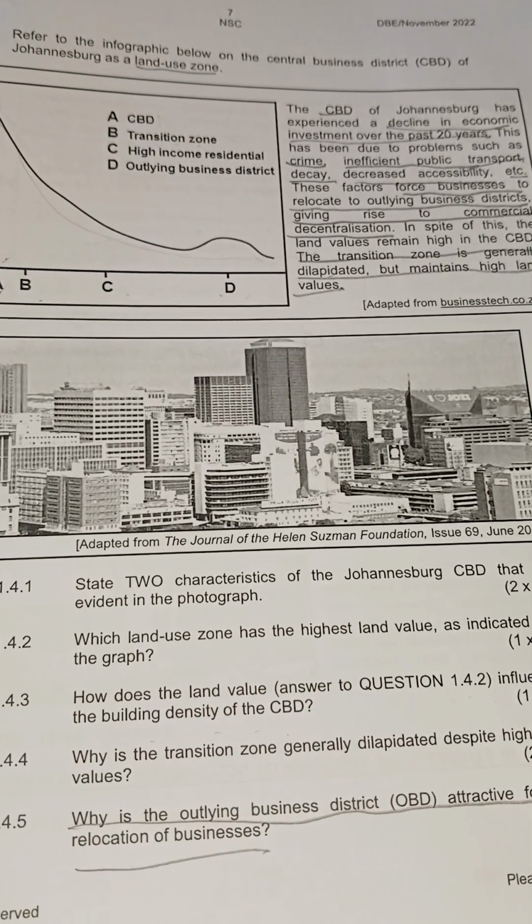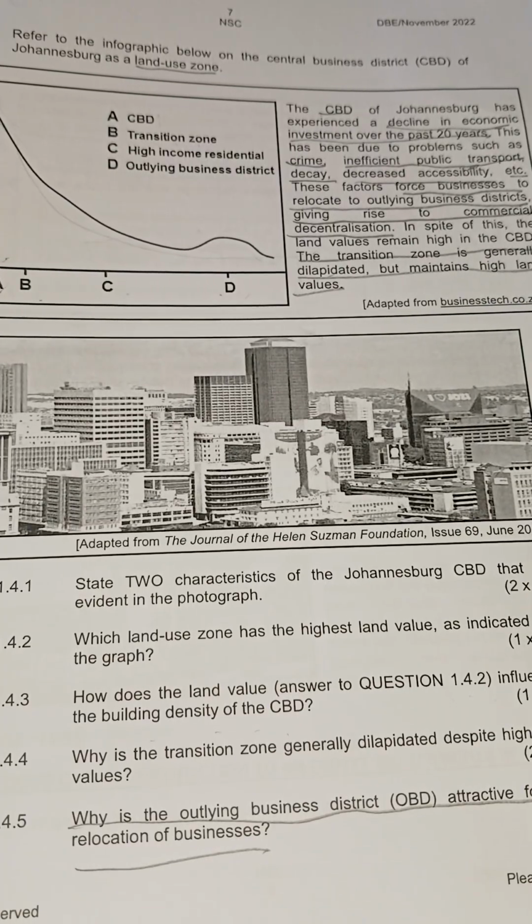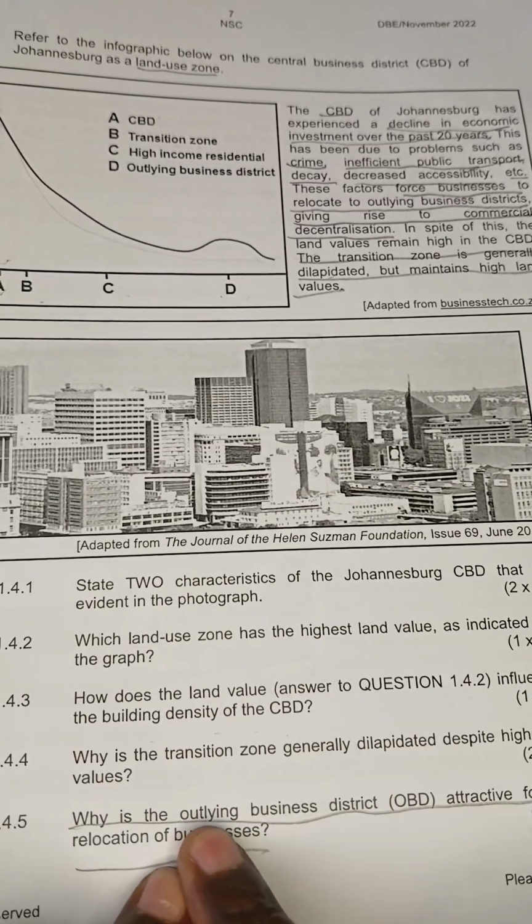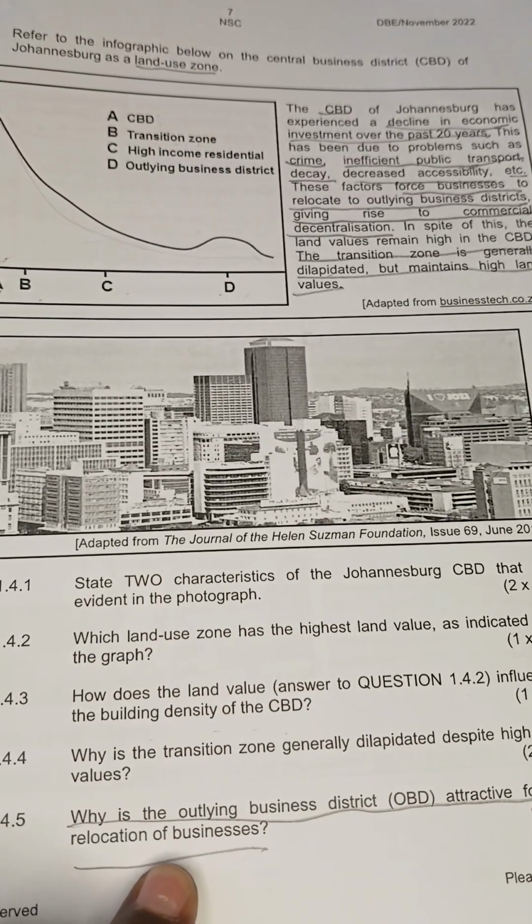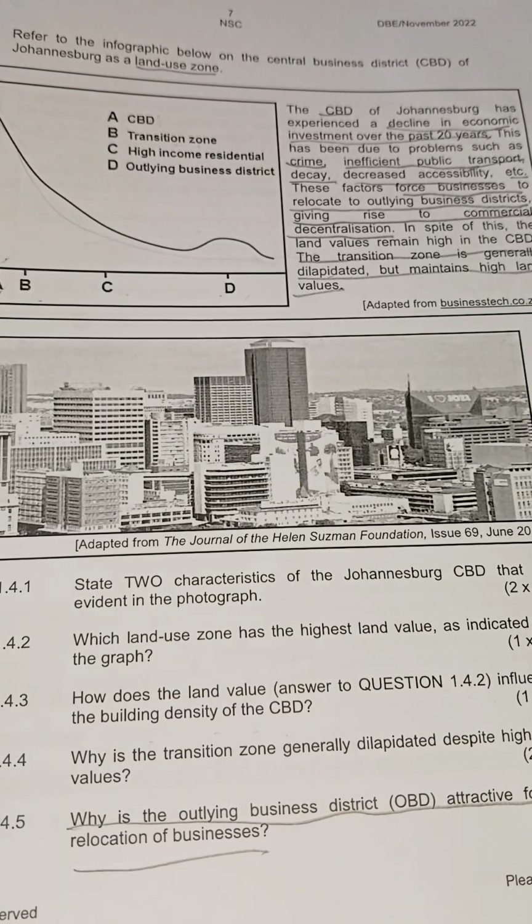Why is the outlying business district attractive for the relocation of businesses? 1.4.5: why are some of the businesses relocating to the malls? That's basically what we are talking about, just to simplify it. "Why" means you give reasons. Some of the reasons could be greater accessibility, because these outlying business districts are found at road intersections, which means they are accessible. Then they are located in high population density areas, close to the residential area. Obviously, there's already an existing market, which means businesses are likely to thrive there. They are located along main roads with a constant flow of traffic.